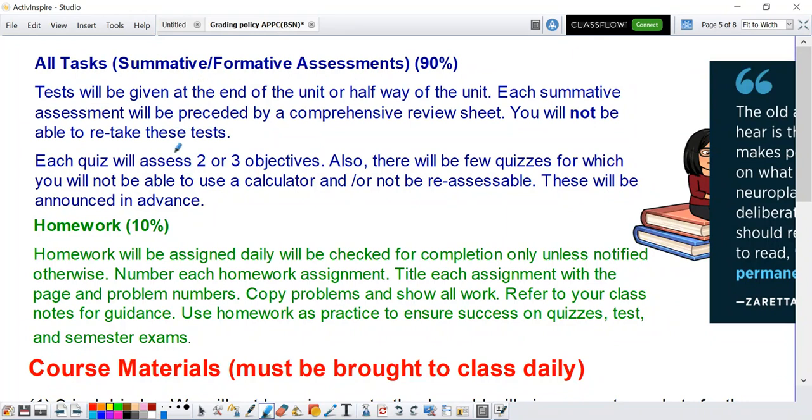90% of the summative is going to be a few assessments, some quizzes, some tests. It's usually towards the end of the unit or halfway through. 10% of the homework grade is almost every day we assign homework and we check. Number each homework assignment, title each assignment, copy the problems, show all the work, and use classroom resources and the notes for guidance. Use homework as practice to ensure success on quizzes, tests, and the semester exam.